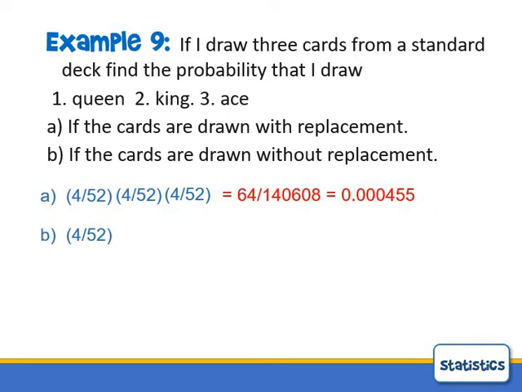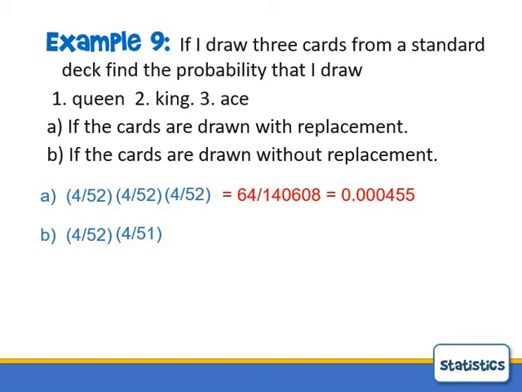If you do without replacement, it does change it, okay? The first card, there's 52 in the deck, 4 queens, so the probability that the first card is a queen is 4 out of 52. But if we don't put the card back, there's still 4 kings in the deck if the first card was a queen, but there's only 51 cards left. So the denominators are going to change here.